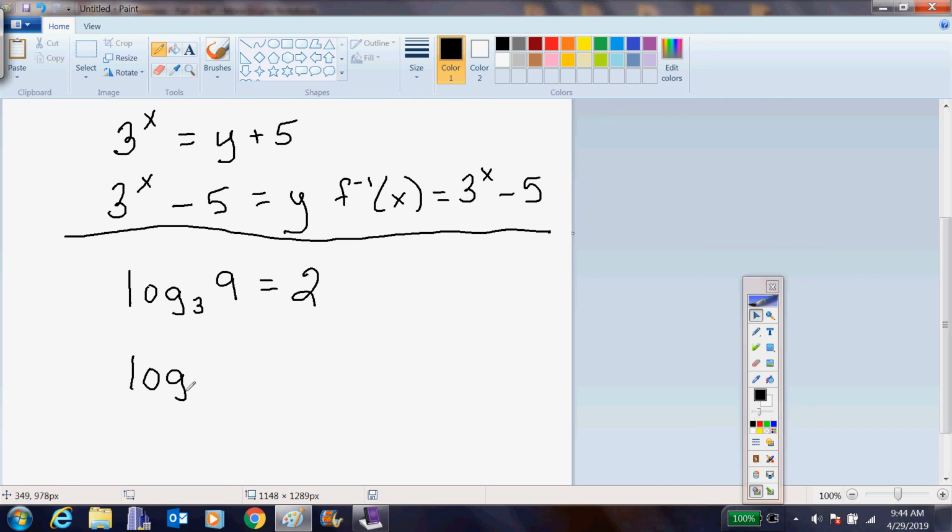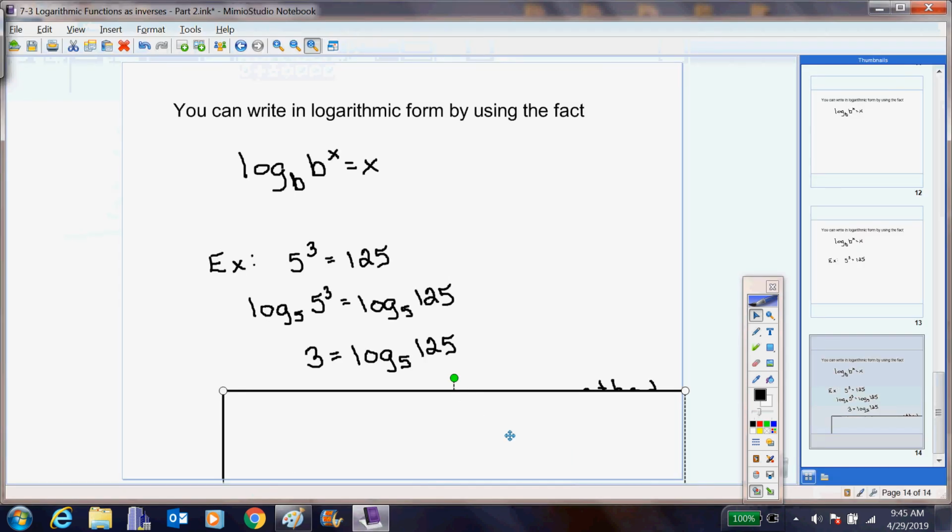How about the log base 3 of 81? Okay, good. 3 to the fourth power, because 3 times 3 times 3 times 3, 9 times 9 is 81, so the log base 3 of 81 equals 4. That just flashes back to Friday, what we were doing.